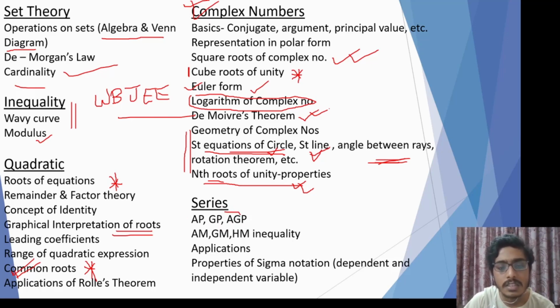Here, AP, GP, AGP series can be asked generally. That is important. You must know the AM-GM-HM inequality, and applications of AP, GP, the different series that are being asked. And what is important for WBJEE here is the properties of sigma notation, right? And here also there are two cases, that is the dependent and the independent variable, both you should know, and this is important from the perspective of West Bengal joint entrance examination, right?